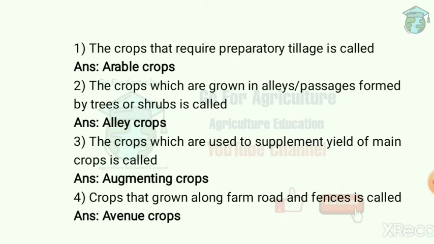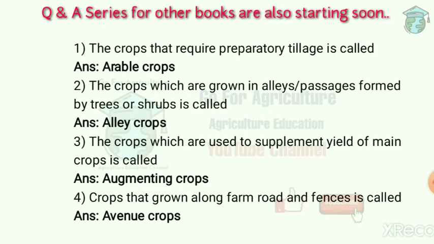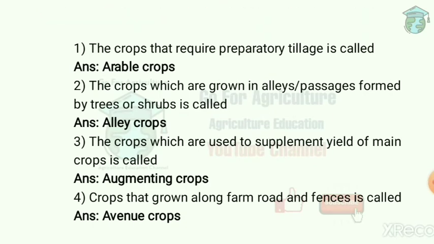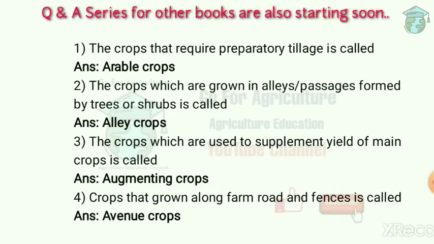Next one, the crops that are grown along farm roads and fences are called avenue crops. You will see the crops that are along the road when you travel in a bus. These are called avenue crops. For example, you will see Gliricidia. It is a very famous road crop, that is also called avenue crop.